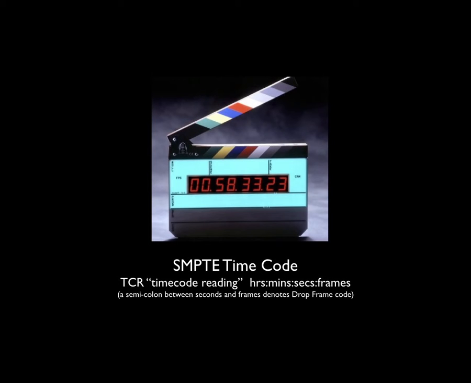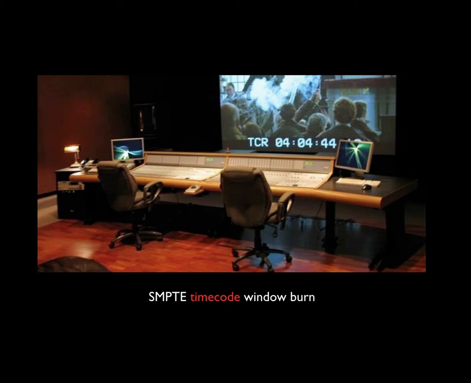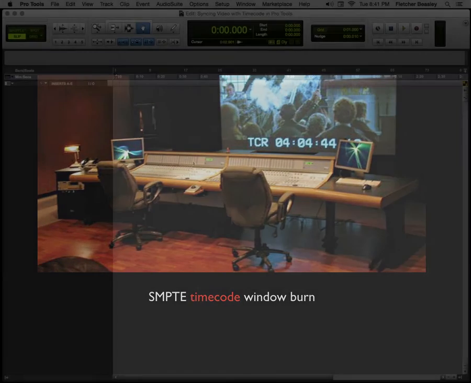This is Fletch. In this tutorial, I'm going to show you how to sync a video with timecode in Pro Tools. SMPTE timecode is used in film and video to synchronize the visual image with sound. Timecode is a series of 4 pairs of numbers separated by a colon or semicolon that represent hours, minutes, seconds, and frames and give a frame-accurate reference for the video. These visible frame numbers are referred to as window burn.